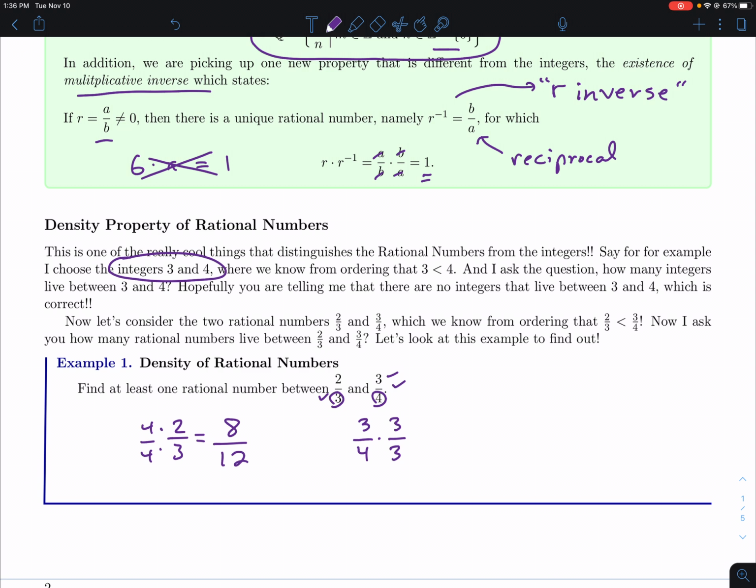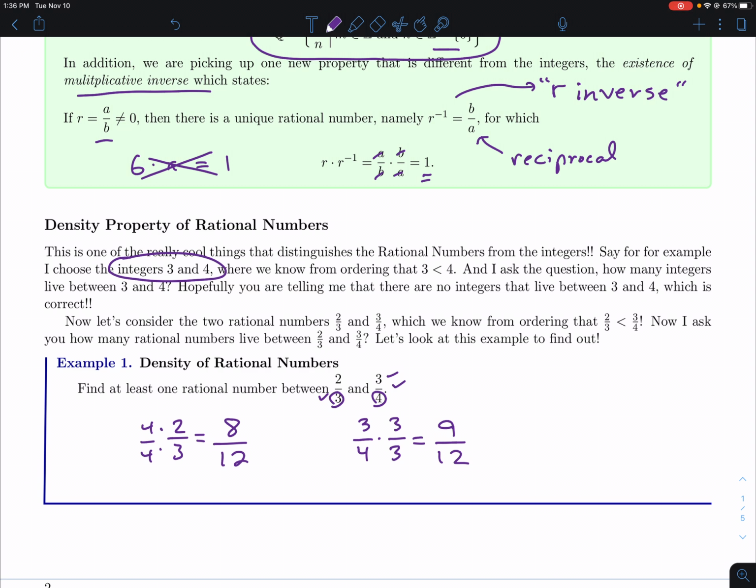Again, multiply across the top. 3 times 3 is 9. 4 times 3 is 12. And so notice in this case, there's still no obvious number in between 8 over 12 and 9 over 12, other than if you use a decimal, but we're not using decimals yet because technically we don't know what a decimal is. But so what we want to do is we want to keep going.